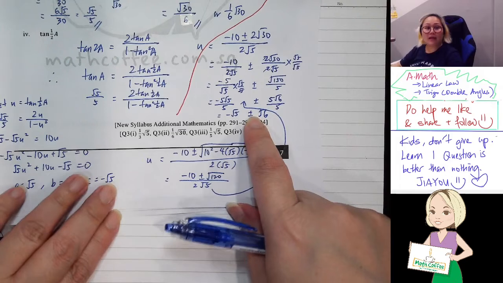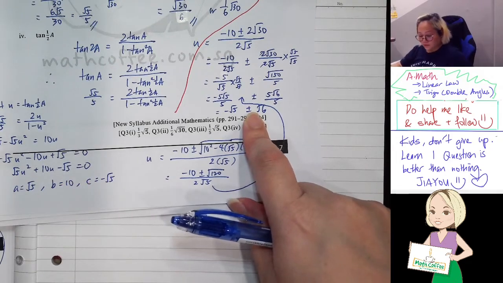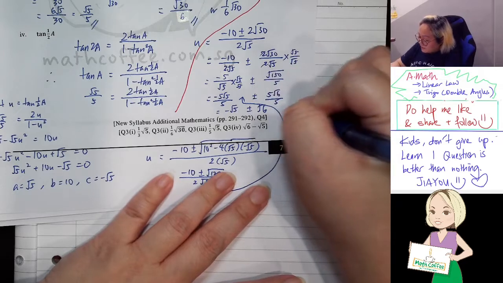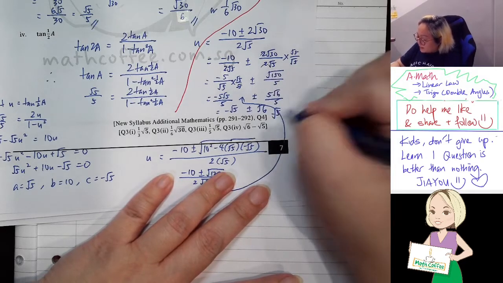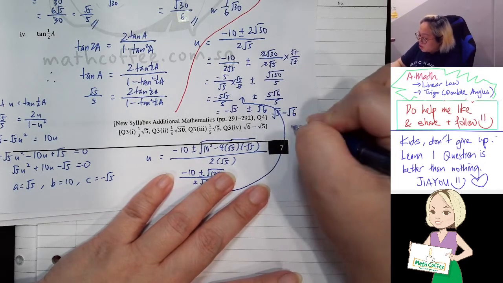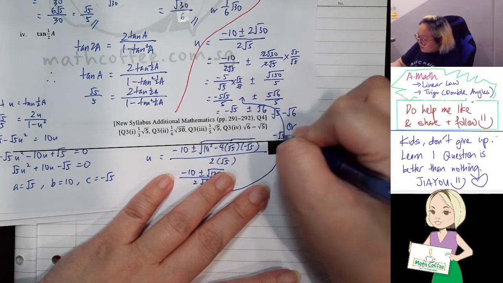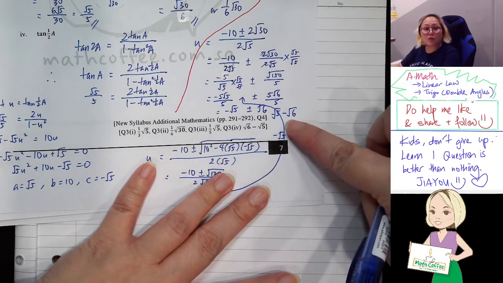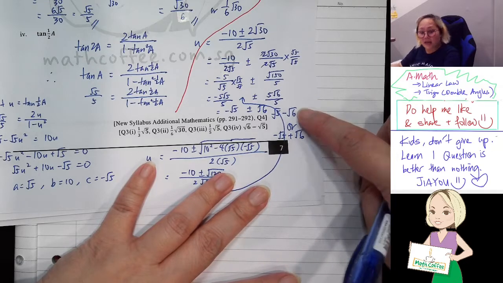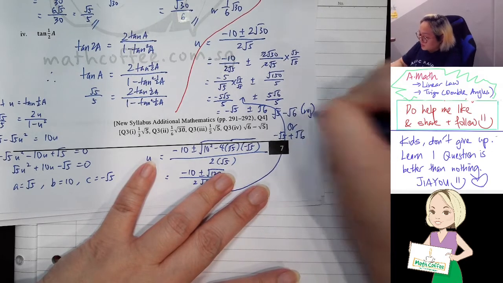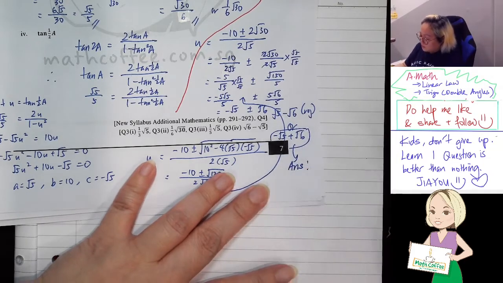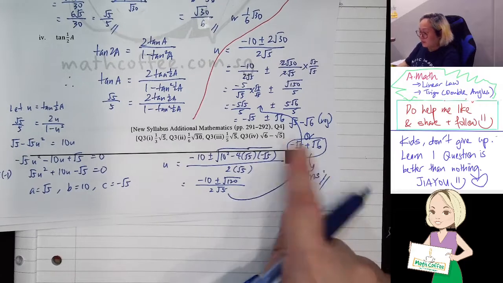Do you see there's a plus minus? So, technically speaking, I have two answers. I have minus square root 5 minus square root 6, or minus square root 5 plus square root 6. But I will reject the minus square root 5 minus square root 6 because that will give me a negative. So we will reject this, and this is my answer, which is square root 6 minus square root 5. It's the same thing.